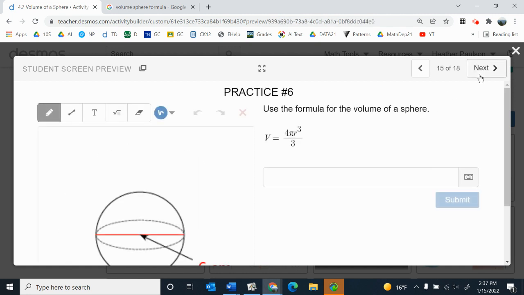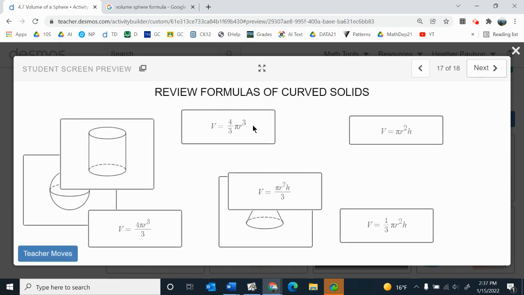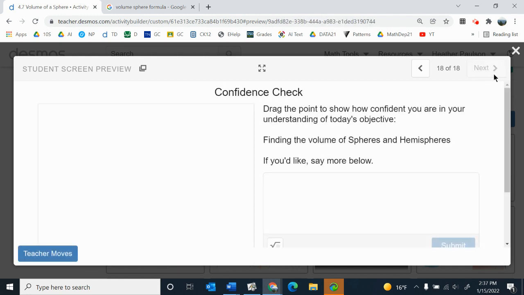Challenge yourself to work through all of these practices, do the card sort, and then let me know how confident you're feeling with spheres and hemispheres.